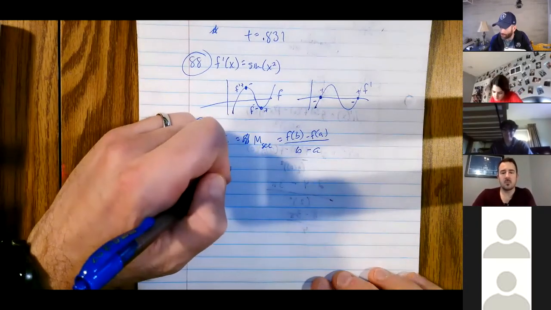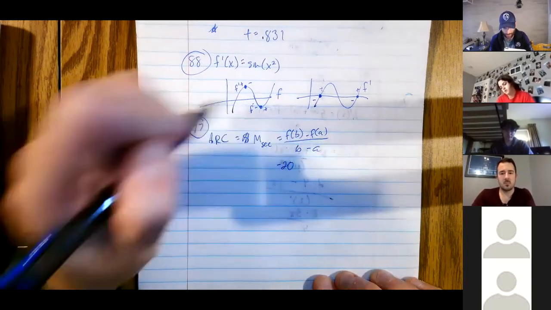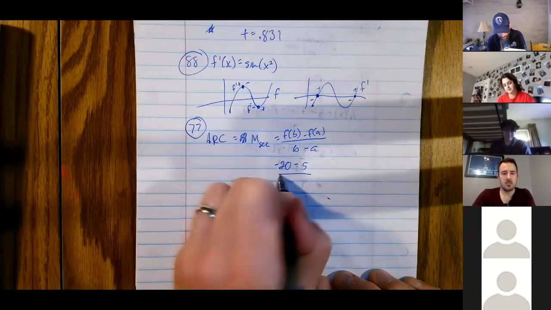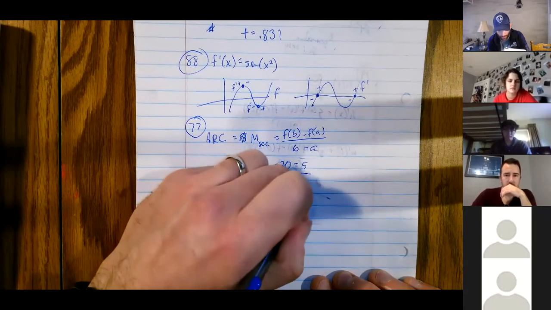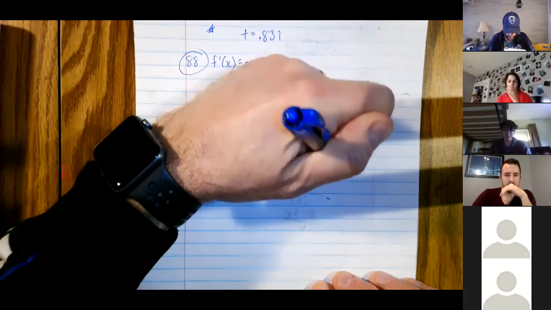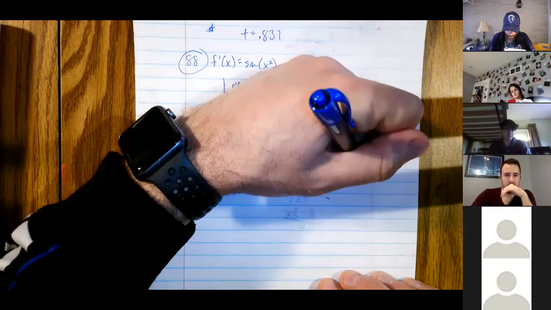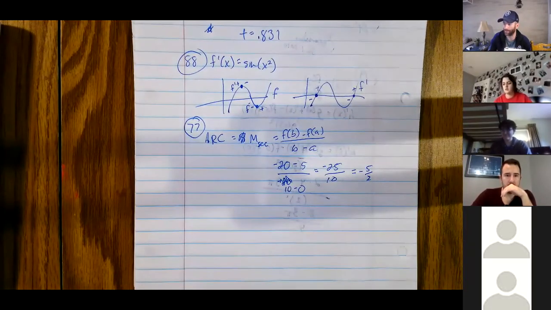So we're going from 0 to 10, right? And so f of 10, which is negative 20, minus f of 0, which is 5, over 10 minus 0, right? So we get negative 20 minus 5, negative 25 over 10, right? So negative 2.5 or negative 5 halves, right? So it looks like number 77 should be B.